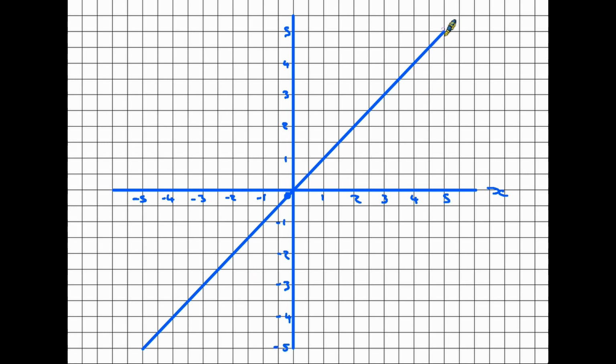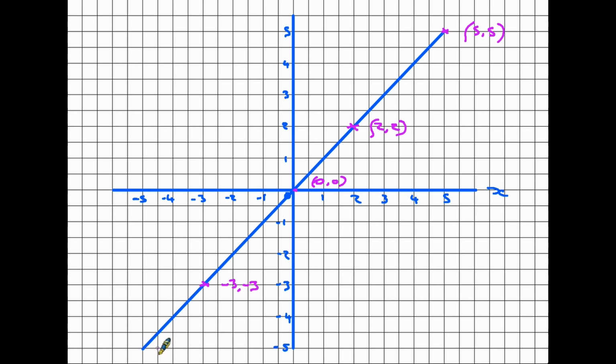If I start at the very top end here, we can see that it is at 5, 5. If I take a point, let's say here, here's the coordinate 2, 2. Right in the center at the origin, we have 0, 0. And if I go further down the line, maybe to this point here, we have minus 3, minus 3.